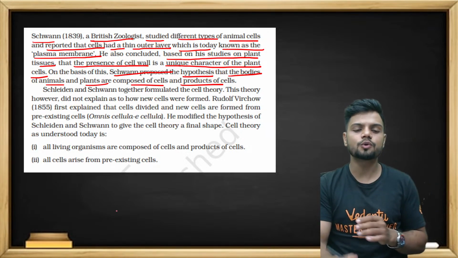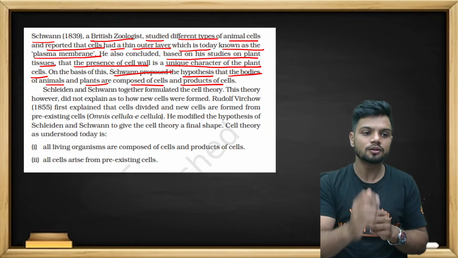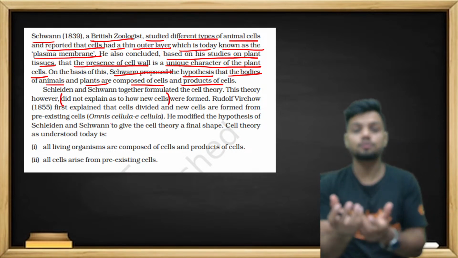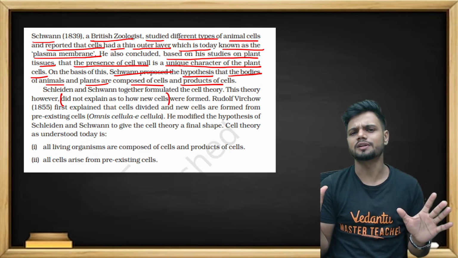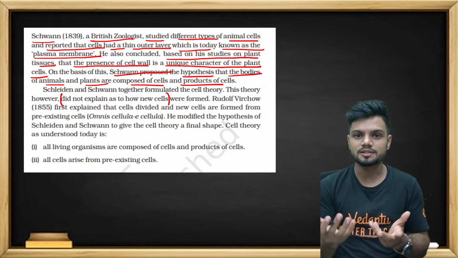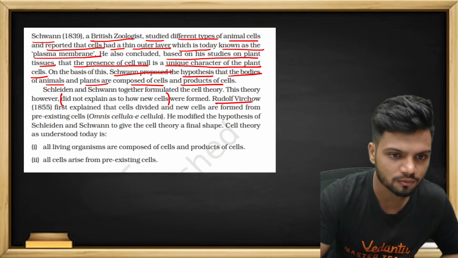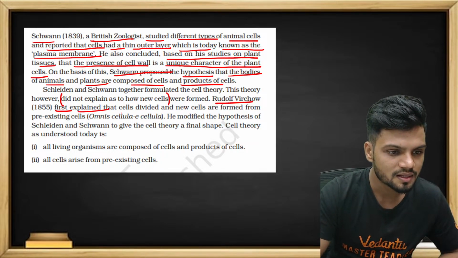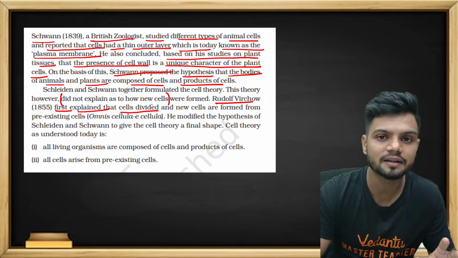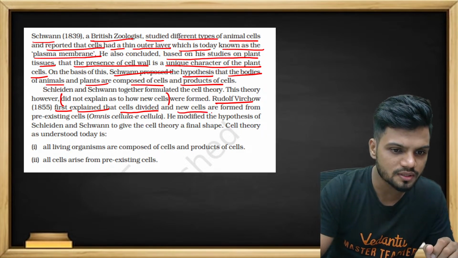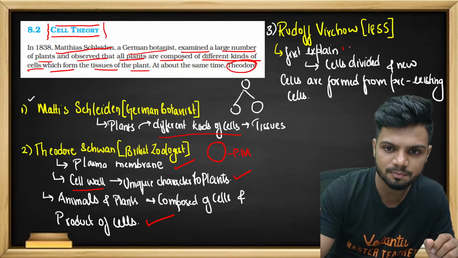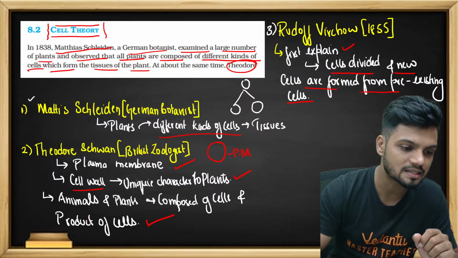Now, Schleiden and Schwann together formulated the cell theory. This theory did not explain how new cells were formed, how new cells come into existence at all. So to explain that, we got a new scientist called Rudolf Virchow. He first explained that cells divide and new cells are formed from pre-existing cells.